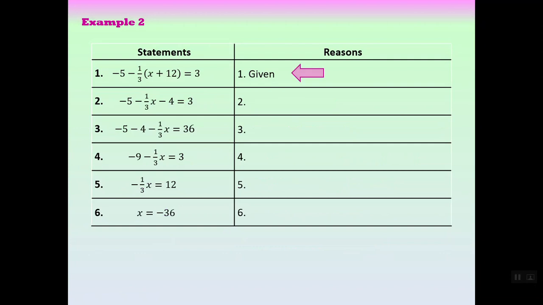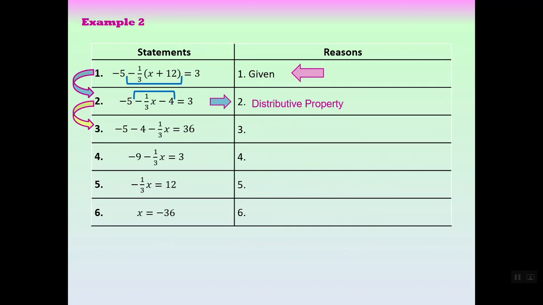All right, let's try another example together. We start off with some given information. That's our equation. So then we say, what are we doing to go from step 1 to step 2? Well, you can see that the expression, negative 1/3 times x plus 12, has been rewritten in a different form using the distributive property. So that's our reason in step 2.